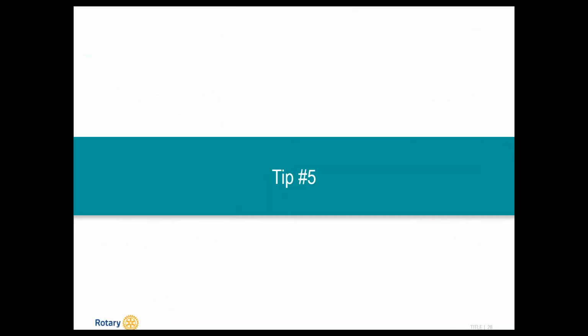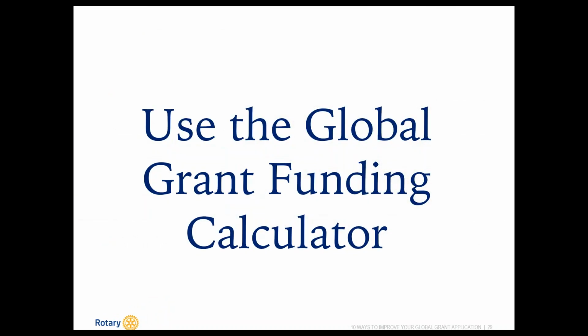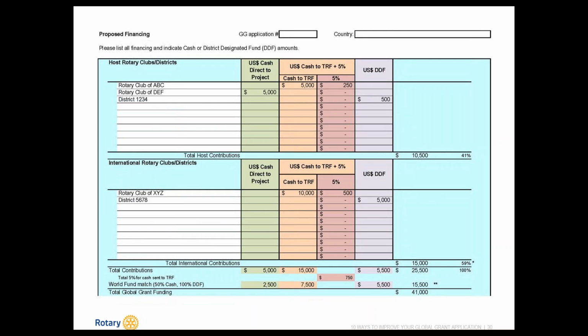Tip number 5. Use the Global Grant Funding Calculator. You will find a Global Grant Funding Calculator on the District Rotary Foundation Committee subpage. The calculator is an Excel spreadsheet document. This is what the document will look like. It is a wonderful self-populating document to help you wade through the funding process. Use it and the application process will flow more smoothly.